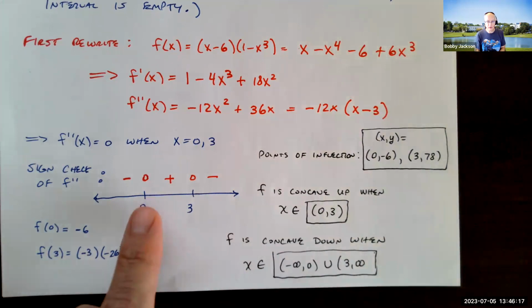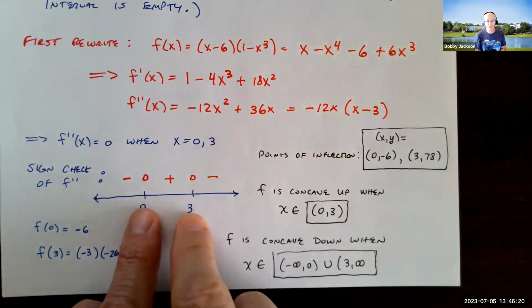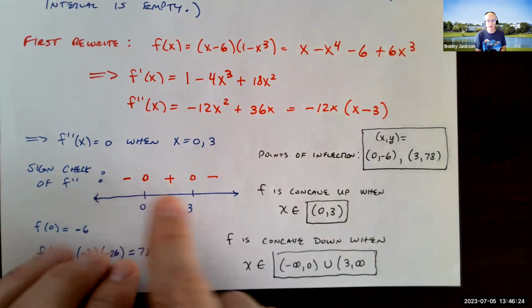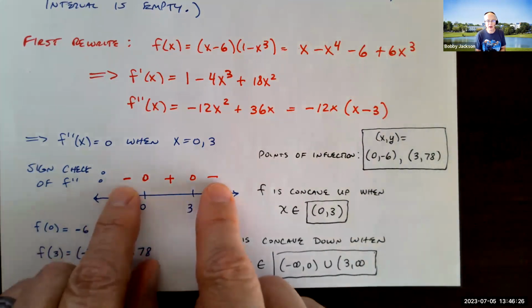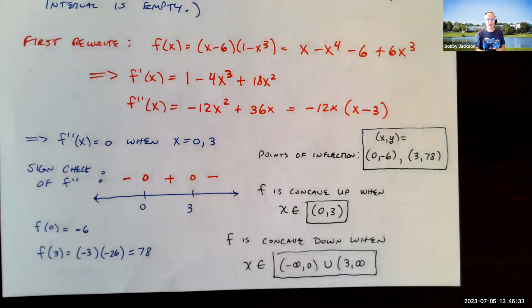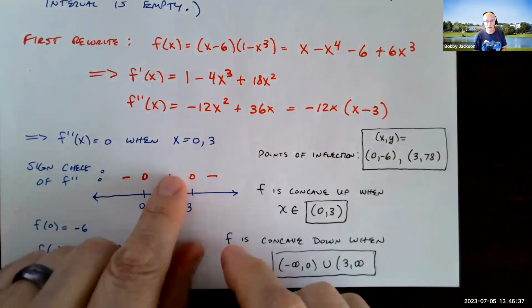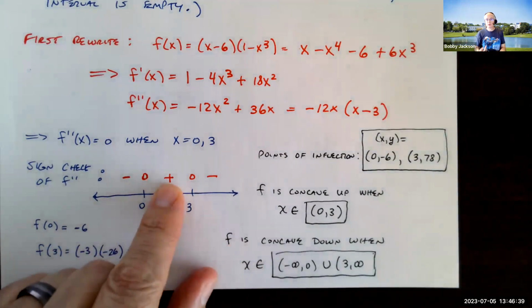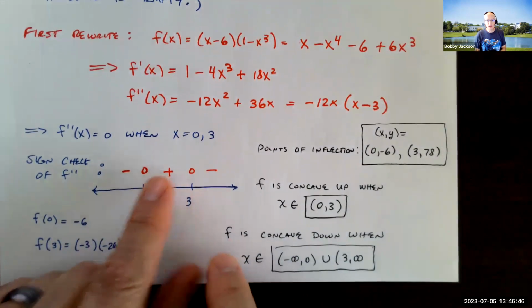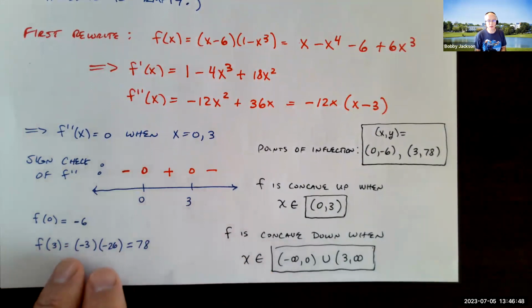We do have points of inflection at X equals 0 and X equals 3 because we have a change in sign. Basically, when we're negative, we're concave down. When the second derivative is negative, which means the first derivative is decreasing, that's the definition of concave downward. Second derivative being positive means our first derivative is increasing, and that's the definition of concave up. So we do have points of inflection at x equals 0 and x equals 3.